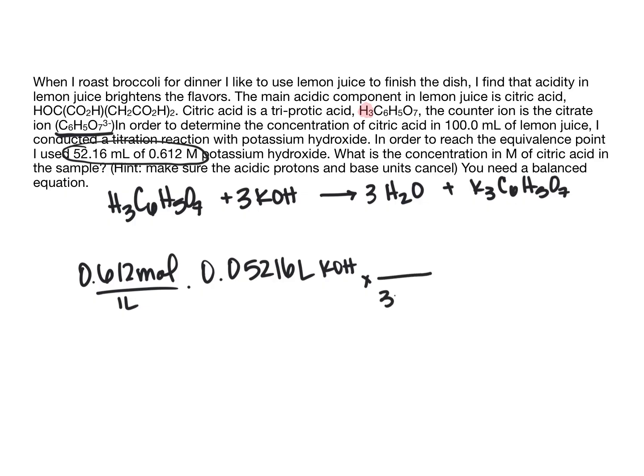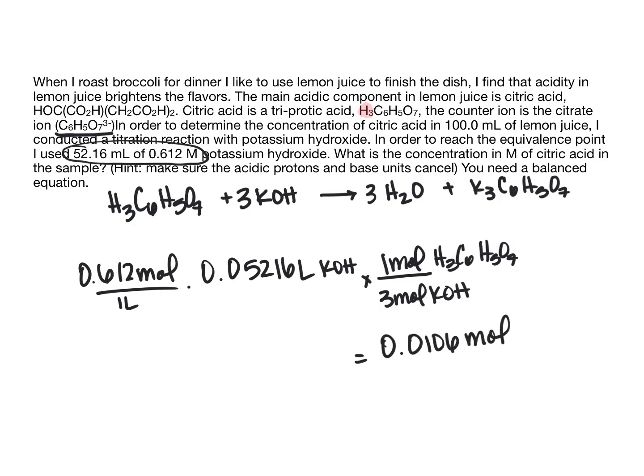So for every 3 moles of KOH, we need 1 mole of H3C6H5O7, or citric acid. And so that's going to give you 0.0106 moles. Then we have a 100 mL sample, so 0.1 liter. And then when you plug this in, you're going to get 0.106 molar.